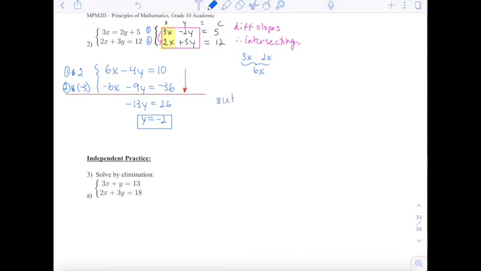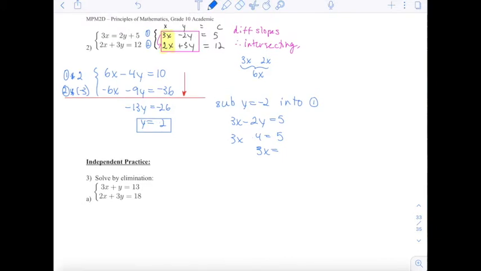I'm going to sub y equals negative 2 into one of my other lines. I'll sub it into 1, so 3x minus 2y equals 5. 3x plus 4 equals 5. 3x equals... sorry, I made a mistake there. This should be positive 2. And this will be negative 4, so this becomes 9, x equals 3.